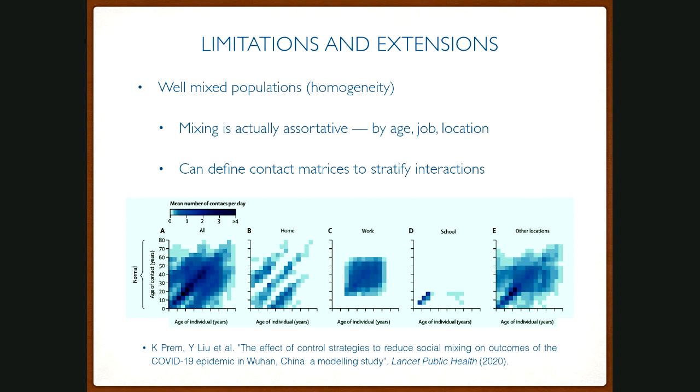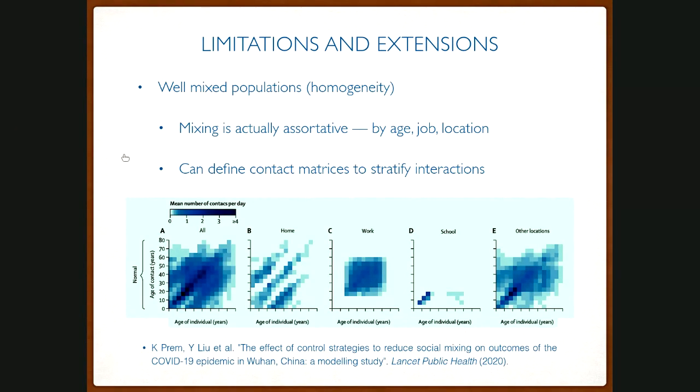I've spoken a lot about the simplified versions of these models, the SIR and the SEIR, but it's also worth thinking about some of the extensions that people place into them to better describe realistic epidemics. So one of the first assumptions was well-mixed populations. In reality, mixing can actually be quite associative, so it's by some common attribute of people.